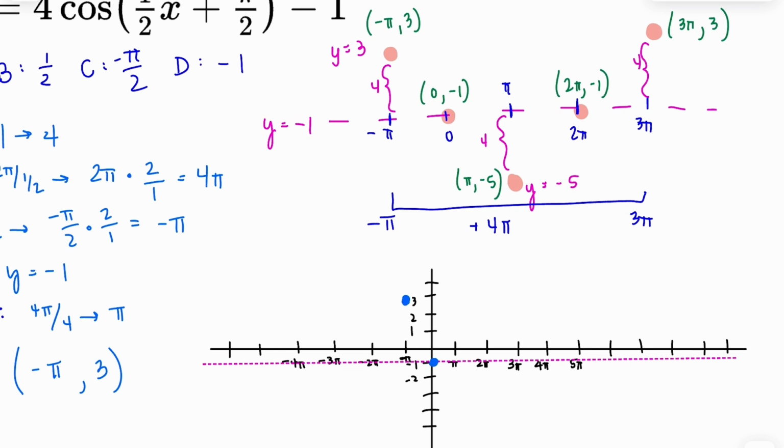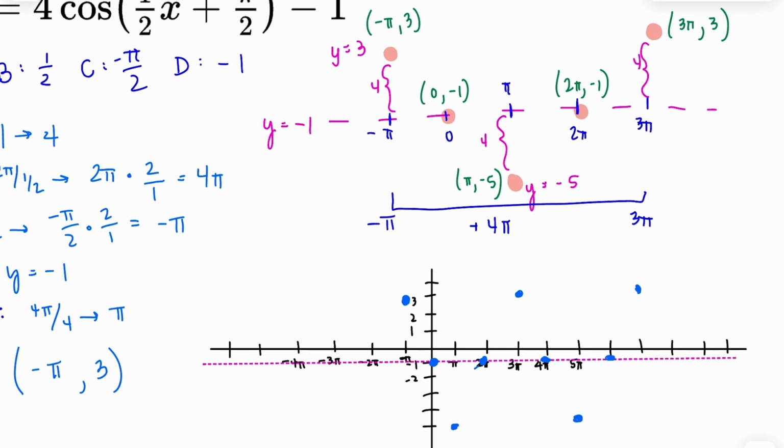I go over another increment and I'm at the low. I go over another increment, I'm at the midline. I go over another increment, I'm at the high. And you can continue with that pattern. Increment, middle. Over an increment, low. Increment, middle. Over increment, high.